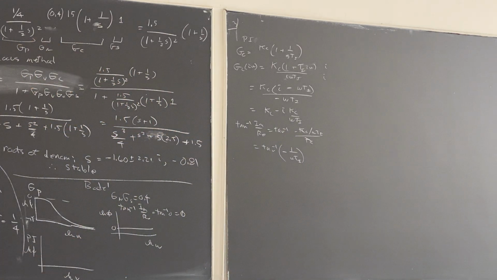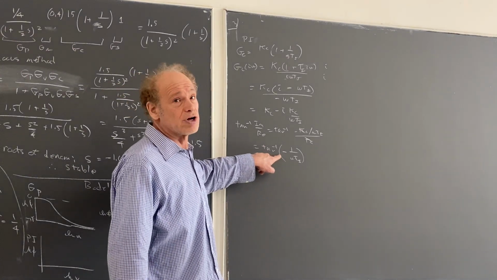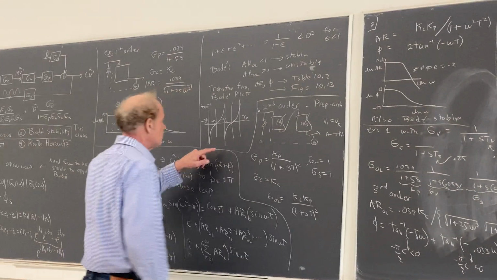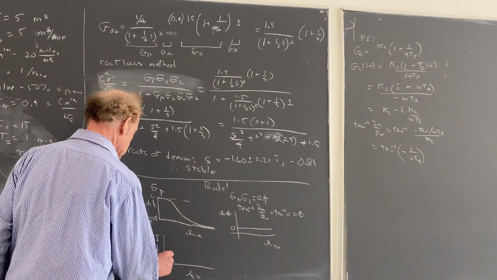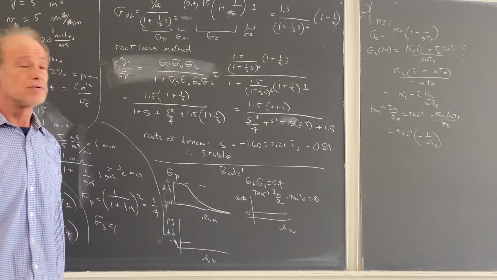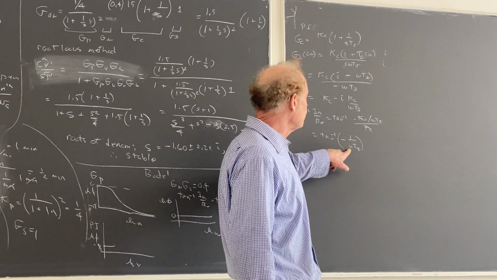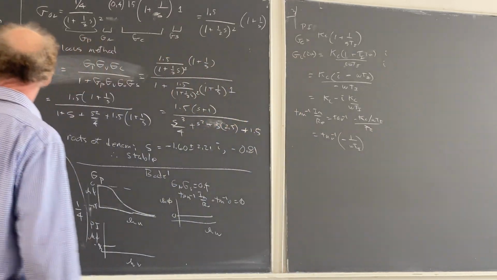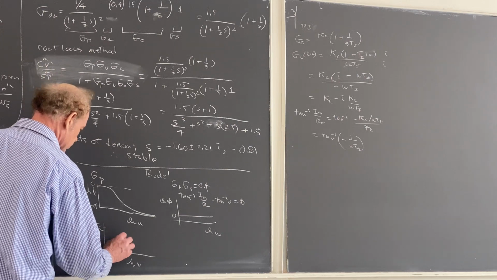So let's look at the limits, what this is supposed to look like. As omega goes to 0, this is the arctangent of minus infinity. The arctangent of minus infinity is minus pi over 2. So this thing is going to minus pi over 2. What happens when omega goes to infinity? As omega goes to infinity, this thing just goes to 0. The arctangent of 0 is 0. So this thing goes like this. This is 0.